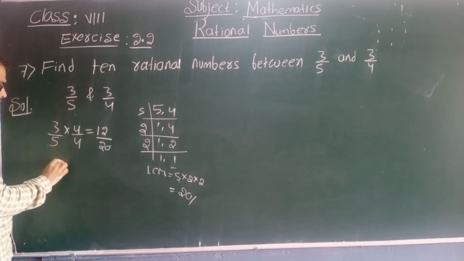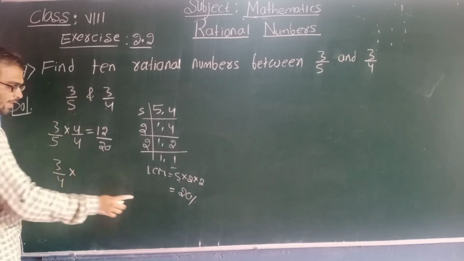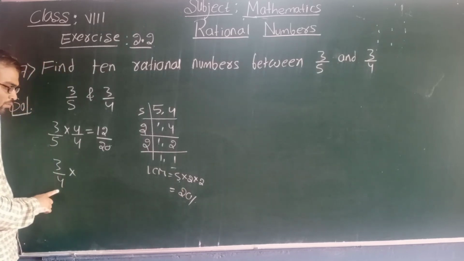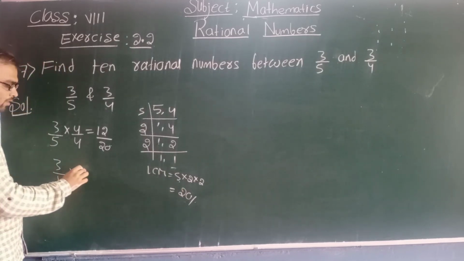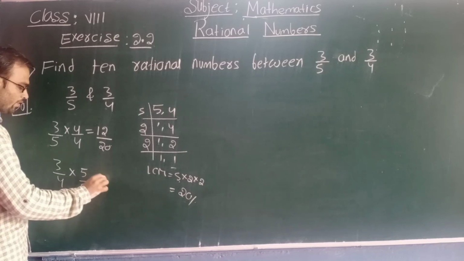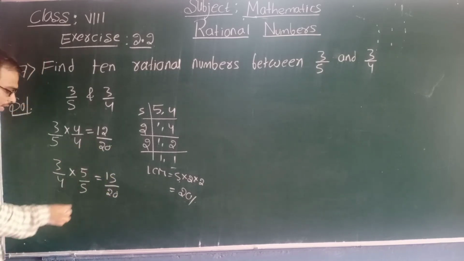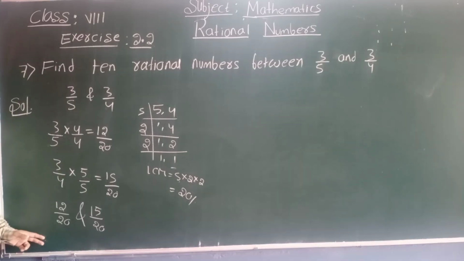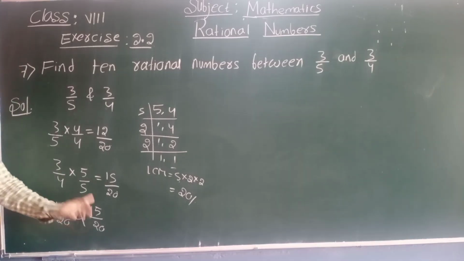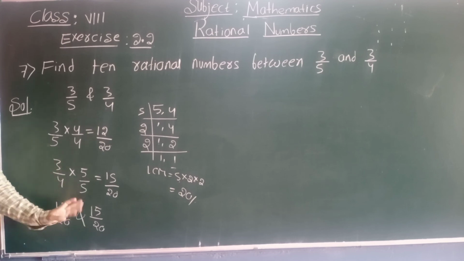Next, take this number 3 by 4. As LCM is 20 and here the denominator is 4, what do you need to multiply? 5. So 5 by 5. 5 threes are 15, next 5 fours are 20. So I will rewrite these two numbers once. Look at these two numbers. As the denominator is the same, look here: 12 is here, 15 is here. So how many numbers can you write here? Only two numbers, that is 13 by 20 and 14 by 20.